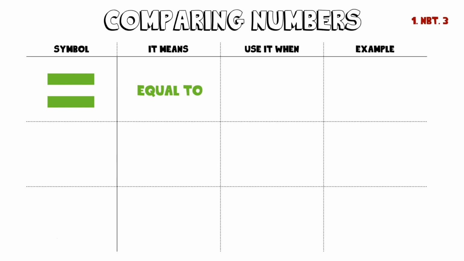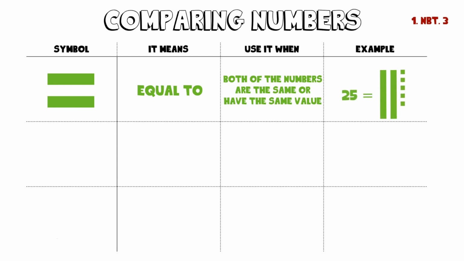The first symbol that I want to introduce is the equal sign, and it means equal to. You use it when both of the numbers are the same or have the same value. Here is an example. The first number is 25, and the set of base 10 blocks represents 25. So that is why we use an equal sign, because they have the same value.